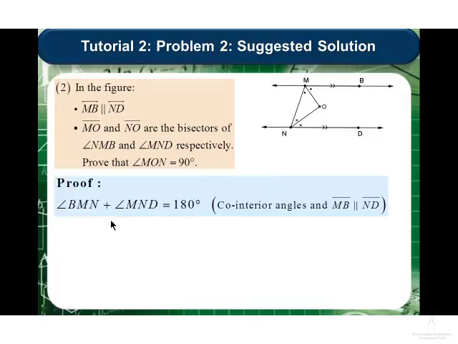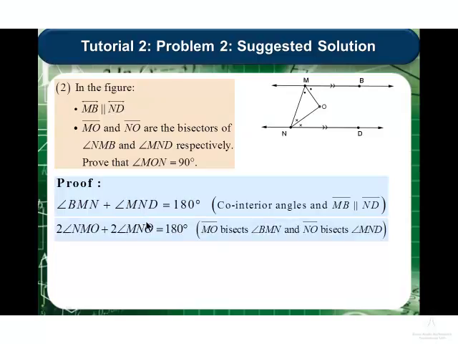Well, first consider the sum of the angles BMN and MND. Since these two line segments MB and ND are parallel, we note from a previous discussion that these two angles are co-interior angles, and so the sum of the two angles, that is BMN and MND, must be equal to 180 degrees. This is our first statement.